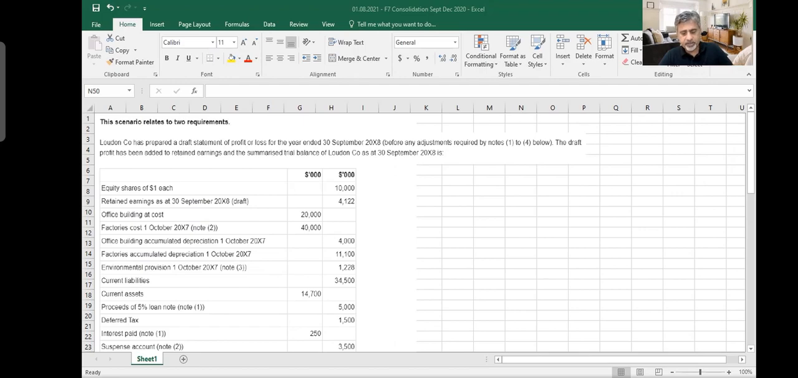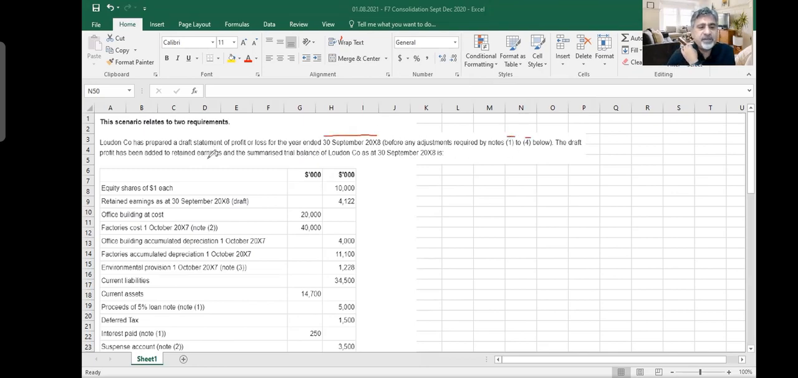So the question starts with, it says, Limited Company has prepared a draft statement of profit and loss for the year ended 30th September 2008. Now remember that whenever you are doing a consolidation question or any other questions from your F7 or whatever, you need to pay attention to the dates. So financial statements are ending on 30th September 2008. Before any adjustments required by notes 1 to 4, so we'll read notes 1 to 4.